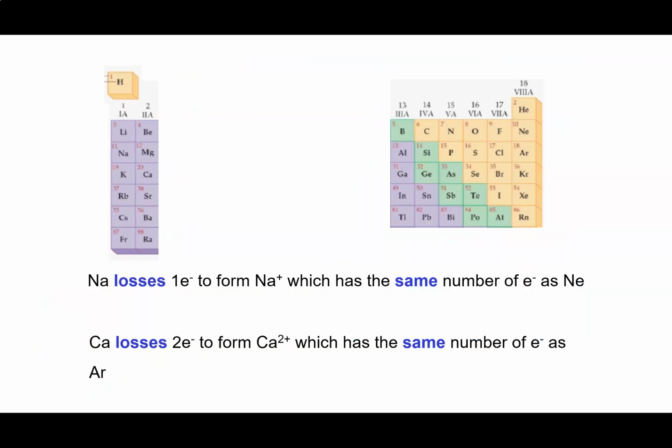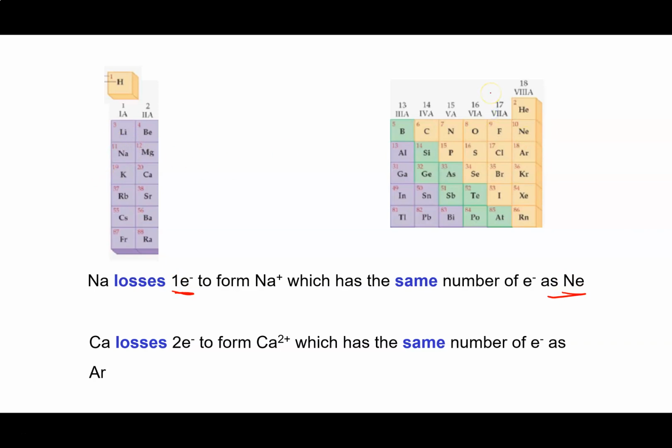So let's have a look at this. Here's sodium. It has 11 electrons. Its nearest noble gas, well, there are two that are near it. Neon has 10 electrons, argon has 18, so neon is its nearest noble gas. So what does sodium like to do? It likes to lose 1 electron so that it has the same number of electrons as neon.